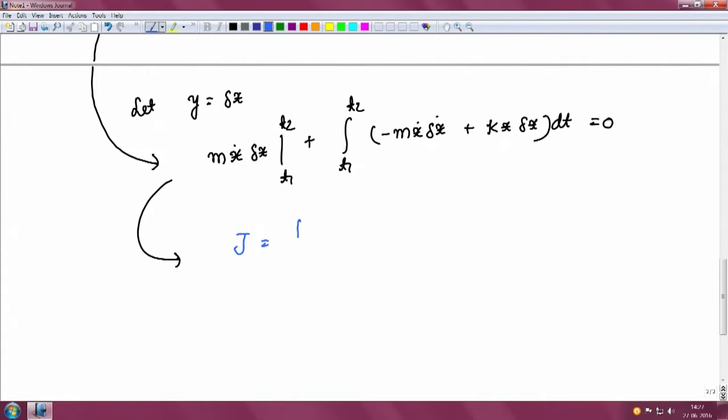Now, this tells us from here to here, if we were to consider a functional J, which is the integral from t1 to t2 of half m x dot square minus half k x square dt. Let us say we are extremizing this with respect to x of t. If we do that and write the Euler-Lagrange equation, we will get that differential equation.